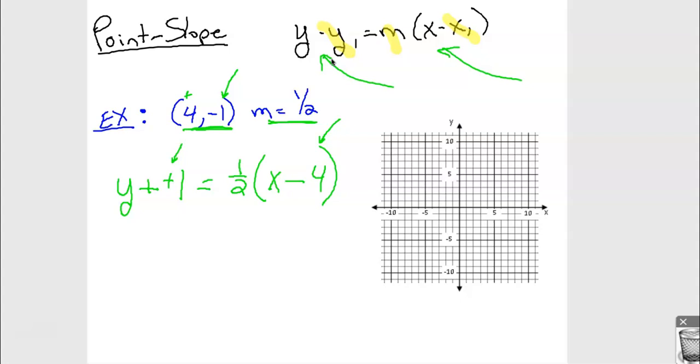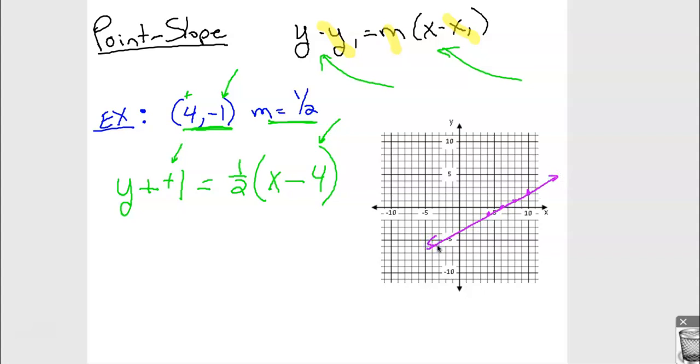I also wanted to point out to you, there's a way to double check this. One, how do you graph this? Well, you have a point, so go to the point 4, -1. And then the slope is 1/2, so go up 1 over 2, up 1 over 2, up 1 over 2. And then you have a line.